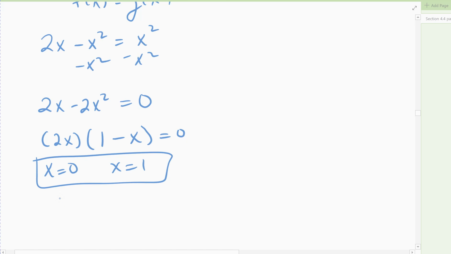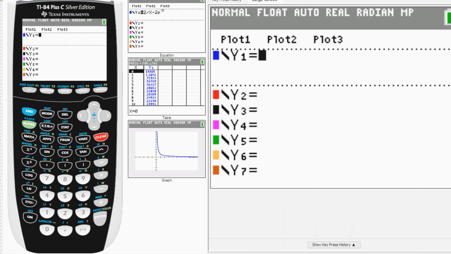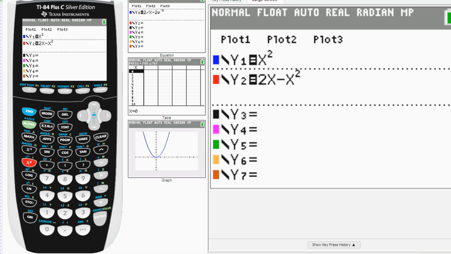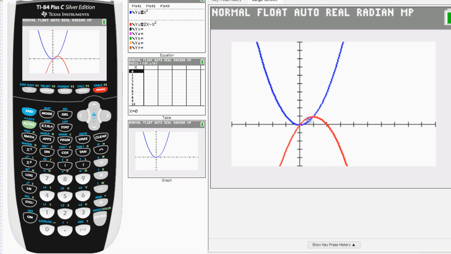What that translates to, if I graph these functions, is this. I clear out what I have, and x squared is one function, and 2x minus x squared is my second function. Graph. There's my x squared. If you look there, they intersect here at 0 and 1. You'll see that on my graph. And so the area I want is that little bitty area. I know it's going to be a small number, that little area between.